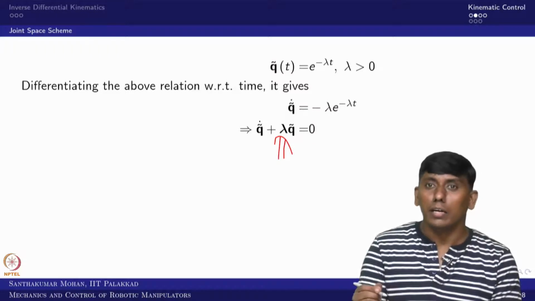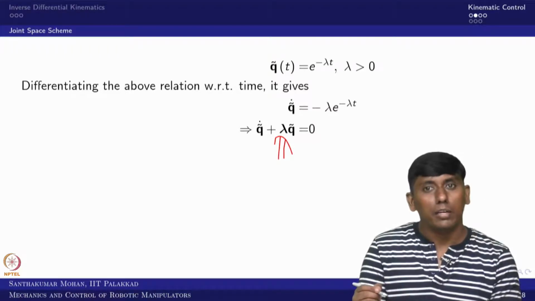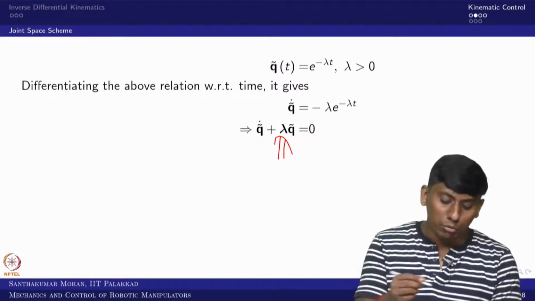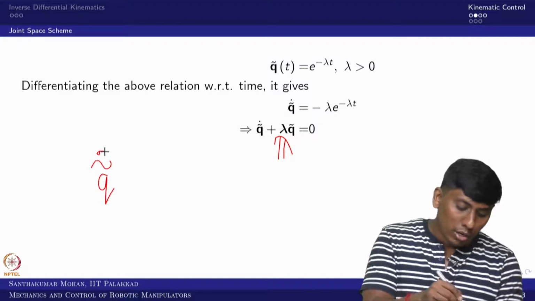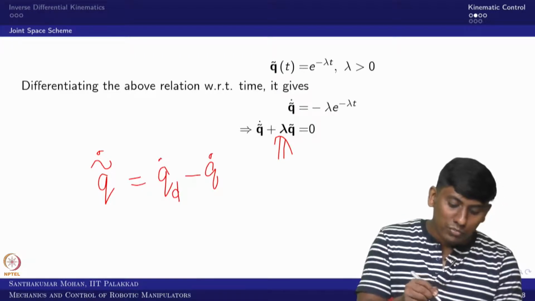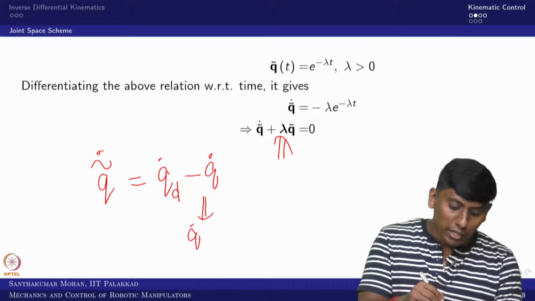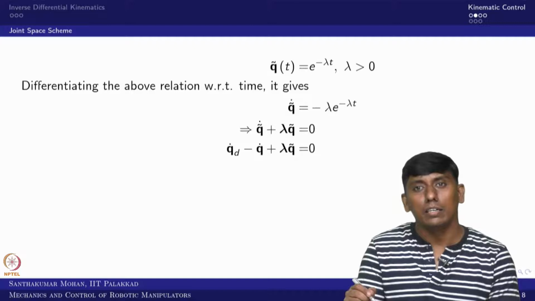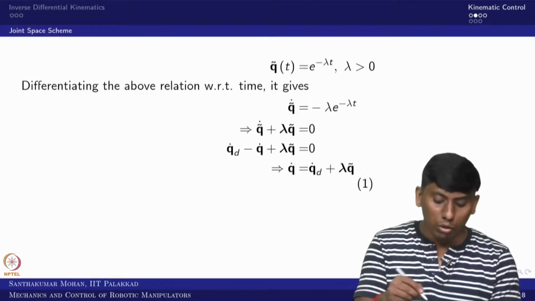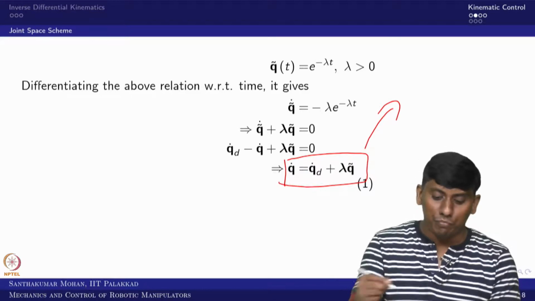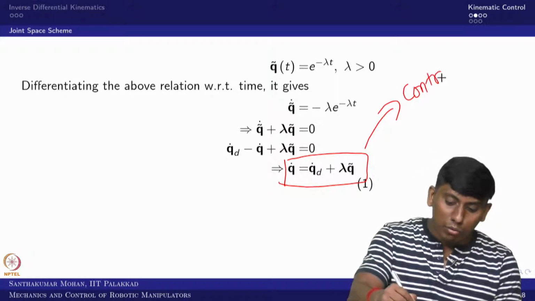So then the error dynamics is stable, right? It tends to 0. That is what we are trying to do. So now the Q tilde dot I can write as Q desired dot minus Q dot. So then the Q dot is required, I can rewrite. That is what I am writing here. So now in that case the Q dot I can write as this. So this is my control law. Okay. So this is the control scheme, I can say.